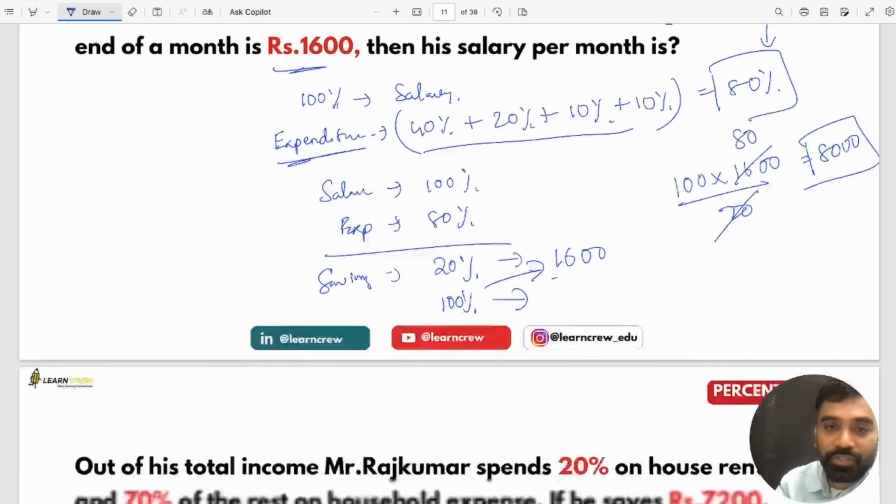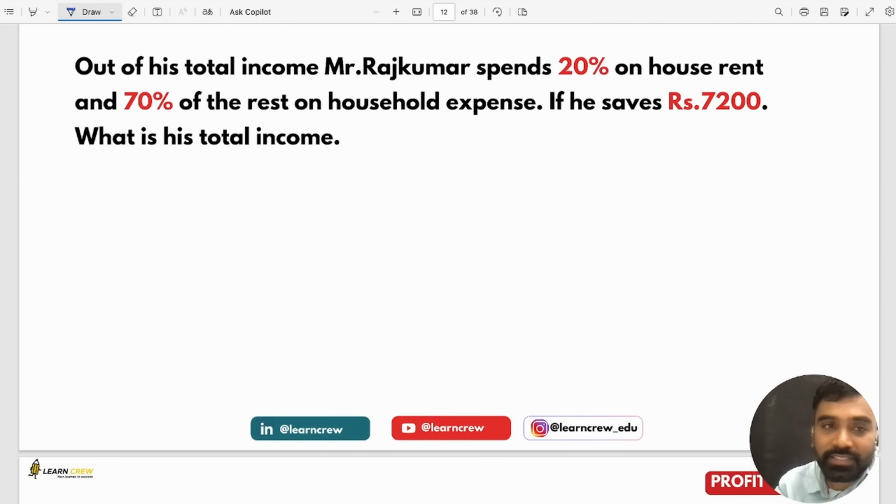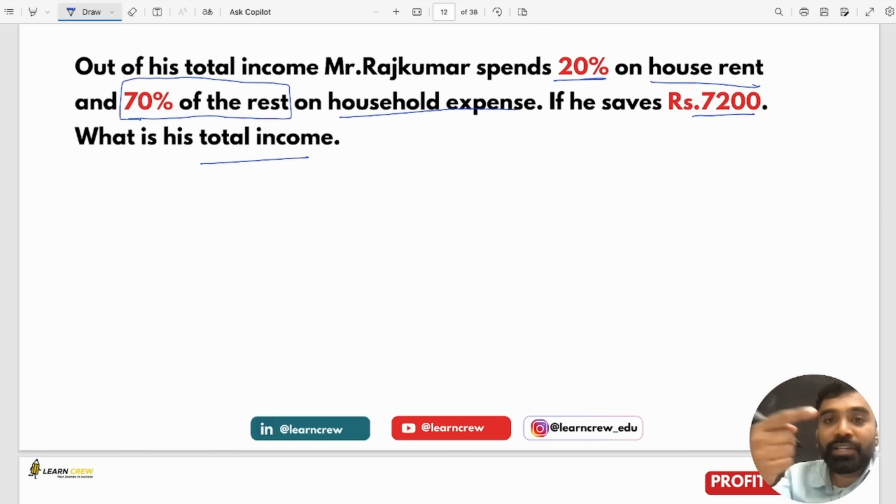The next question is slightly different. Out of his total income, Mr. Rajkumar spends 20% on house rent and 70% of the rest on household expense. If he saves 7,200, what is his total income? In the previous question, he did not tell the rest, but here he's telling the rest. What is the meaning?